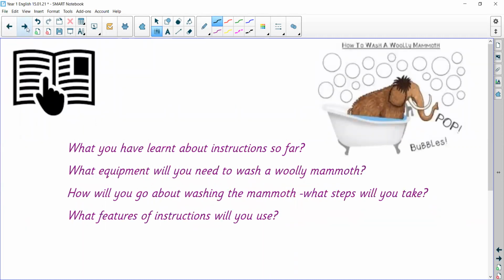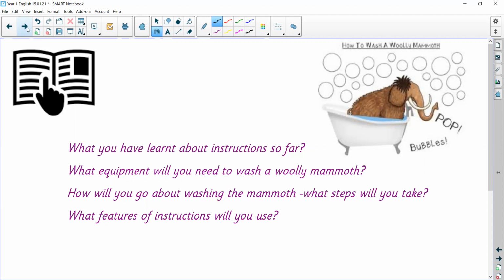So, have a think about these questions. What have you learned about instructions so far? It's something that you use every day, something that you hear every day. What equipment might you need to wash a woolly mammoth? So what have you put in your map? What things did you need to gather together before you actually start washing your mammoth?